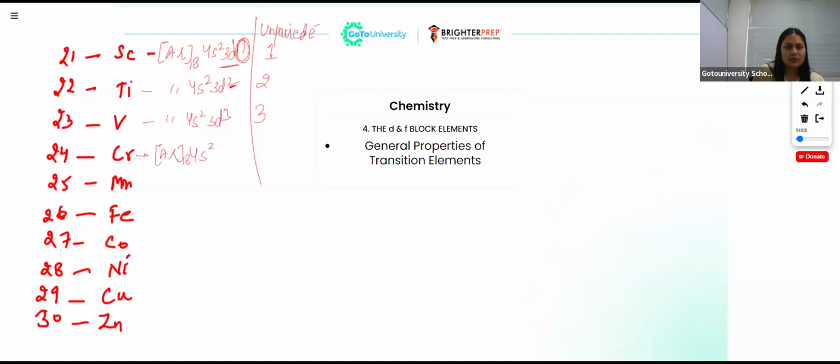And 4s2 3d4. We have already discussed that this is an exception case. For chromium I can write argon 18, 4s1 and 3d5, to make it a transition element with half filled d subshell, right? So if we use this configuration for chromium, how many unpaired electrons will we have?